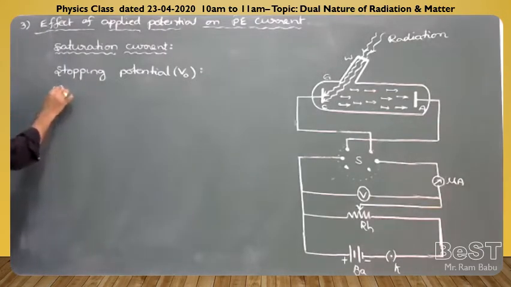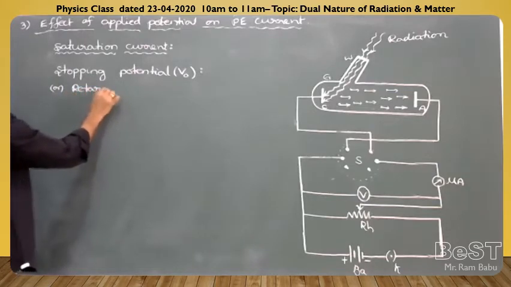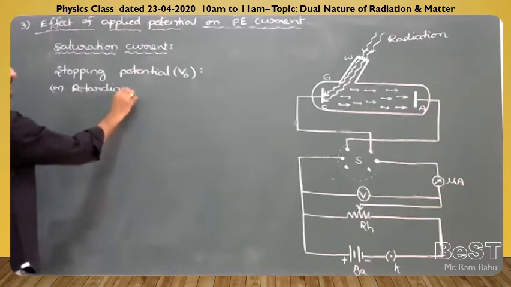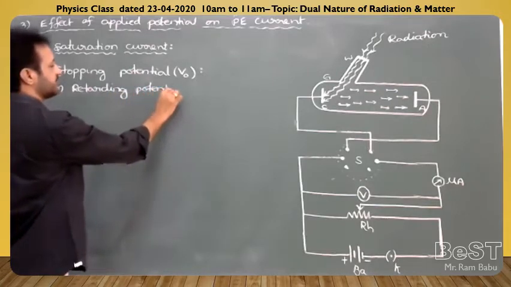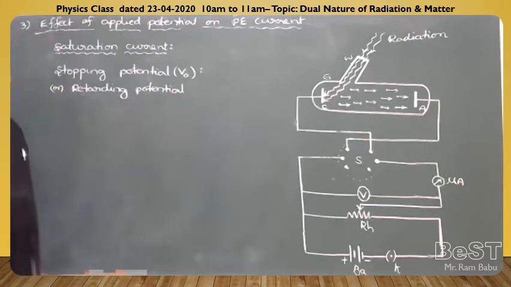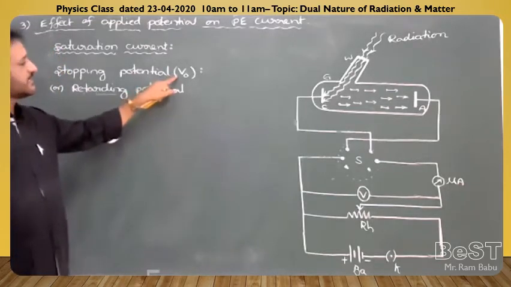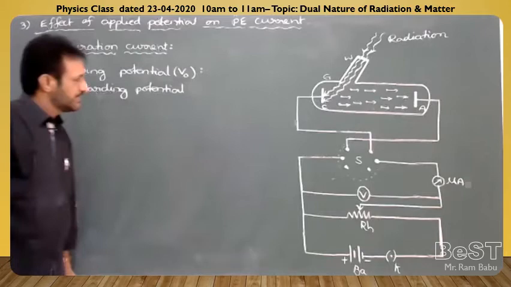or retarding potential. Stopping potential or retarding potential. We can denote it with the symbol V naught, V suffix not, we are writing V naught.